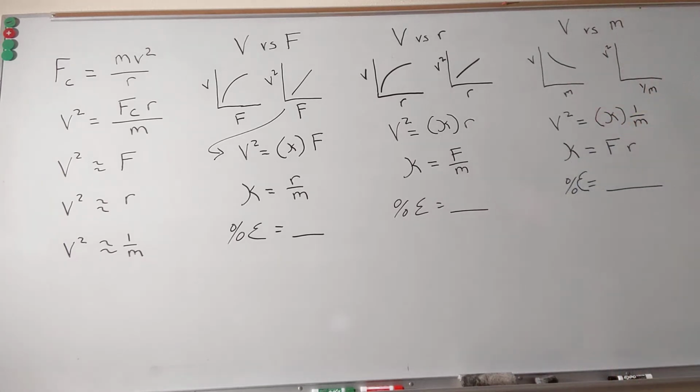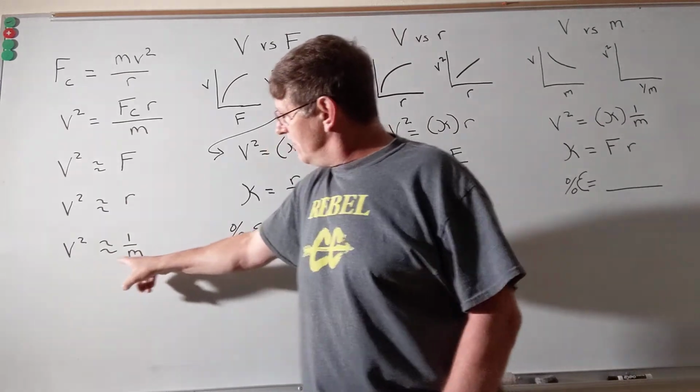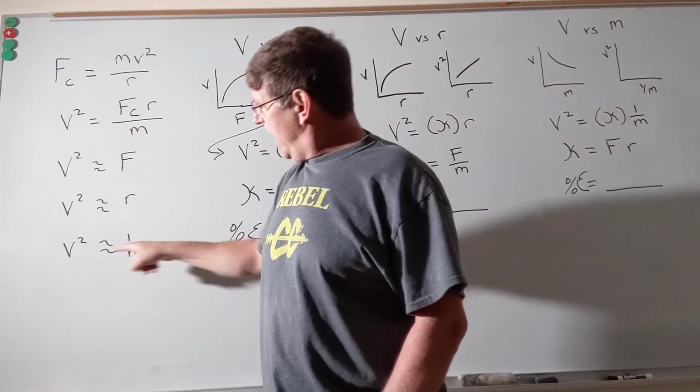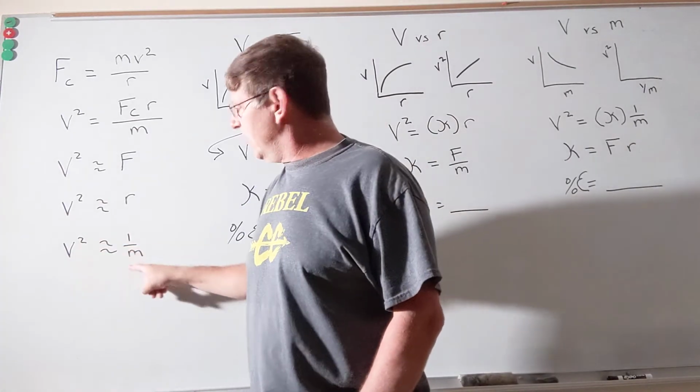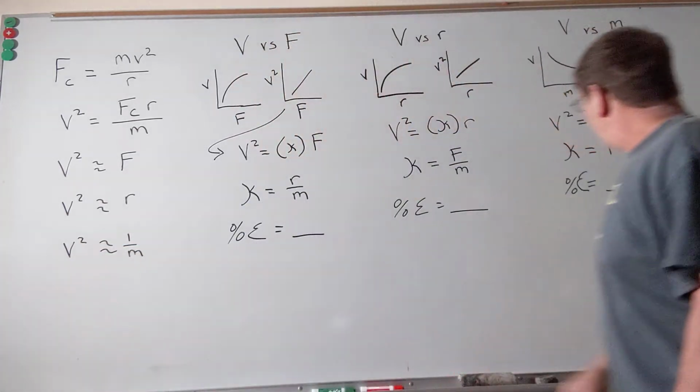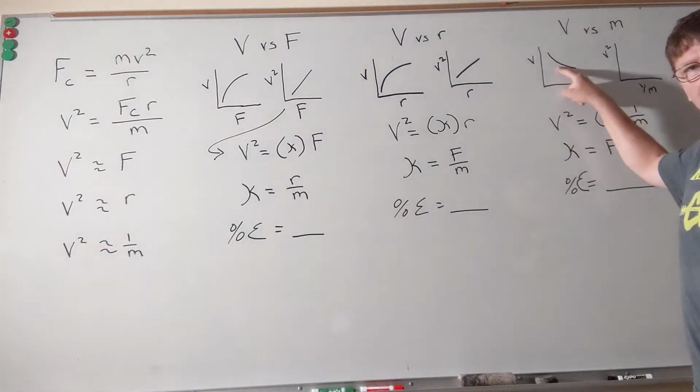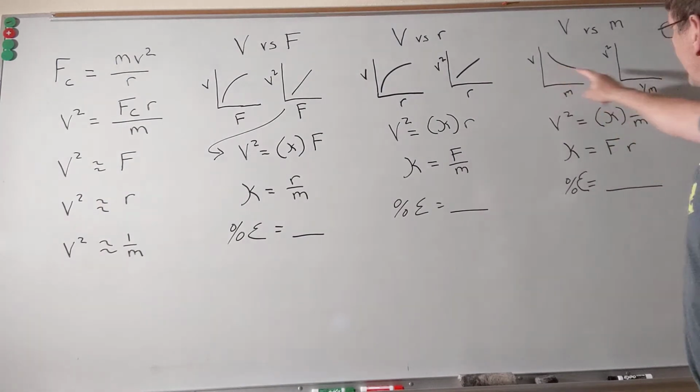And our last one. Our last one is v versus m. This one's a little different. It's a little more complicated because our proportionality for m is an inverse and a square root function. So we have both the square root and the inverse function going on. So when we plotted our graph, we probably ended up with something like this.